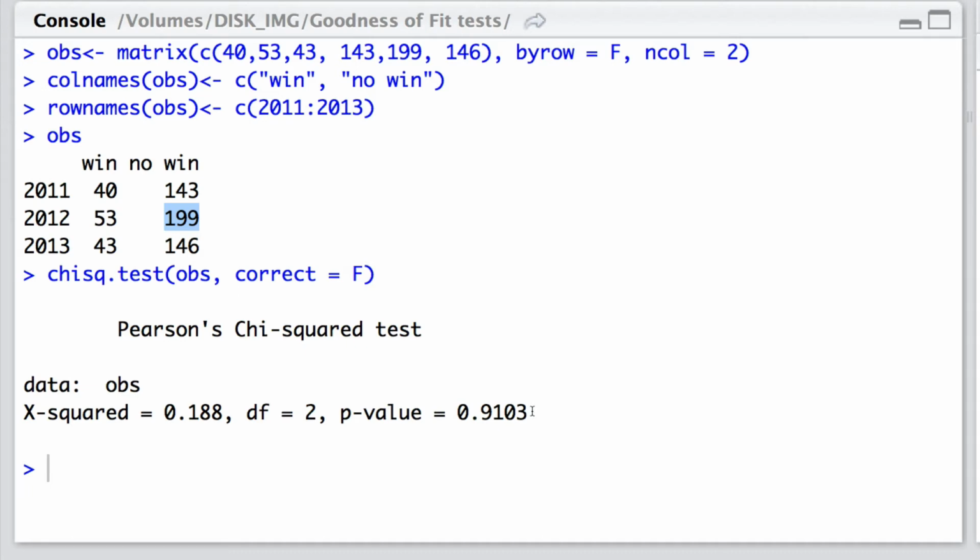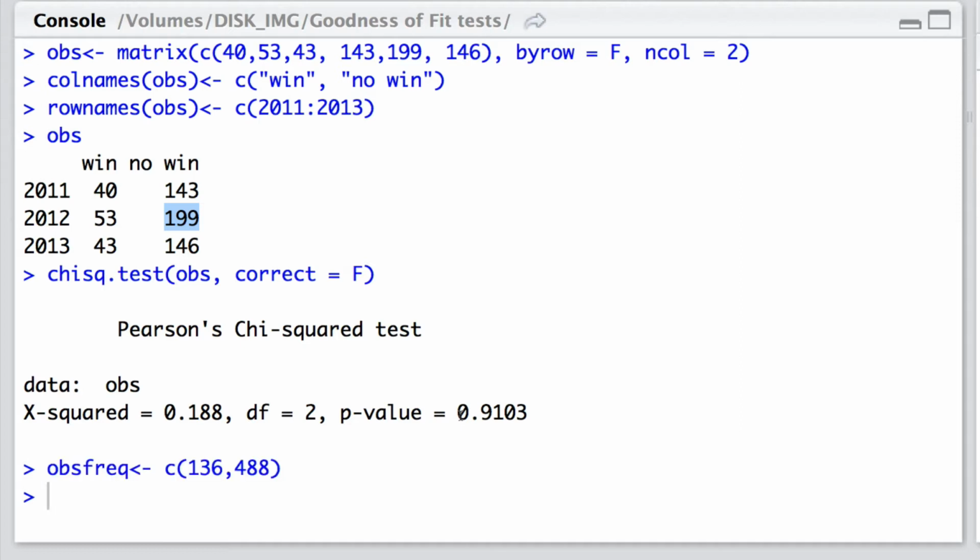This tells us that the probability of obtaining that test statistic or a more extreme if the null hypothesis of no association between these forms of classifications were true is relatively high. It's 0.91. So we don't have good grounds to reject that null hypothesis. And we can continue by combining our data over all of those years. Let's have a look at what that combined data would look like.